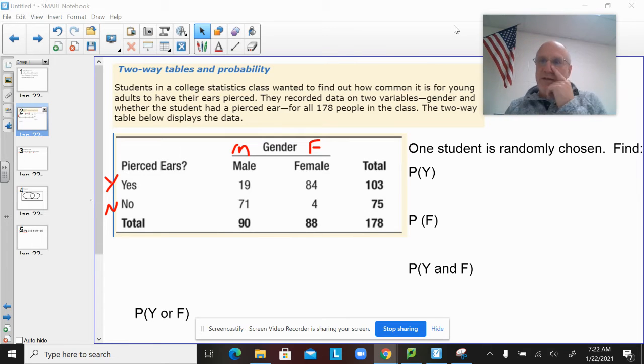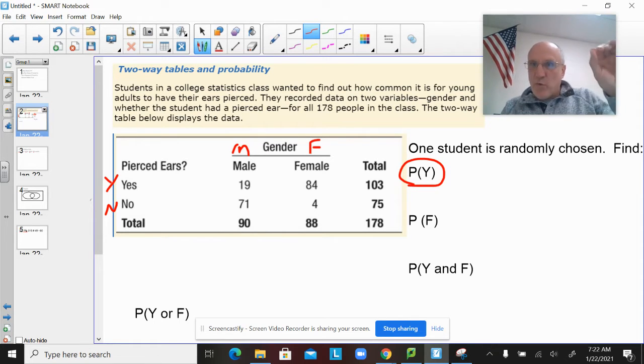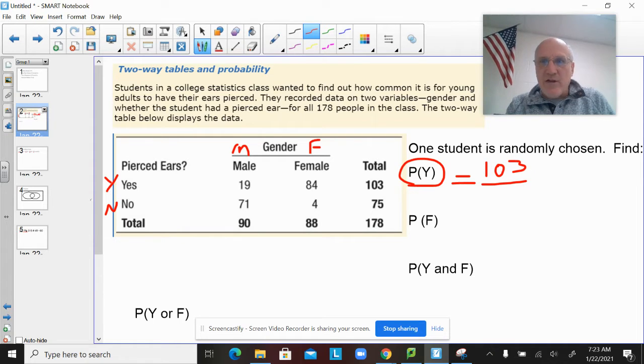It says one student is randomly chosen. We're finding some probabilities. So first of all, let's be okay with the notation. When I say P of Y, that's when I pick one student randomly, what's the probability I get someone who said yes, which would be yes, they had their ears pierced. And again, you've been doing this for years. I think you can clearly see this would be 103, because that's my total number of yeses, over the grand total, which is 178. Let's not make the easy questions more difficult than they are. There's no reason to reduce that or make it a percentage unless the question specifically asks for a percent. We can for sure leave it like that. So that's the probability of getting a student who said yes.